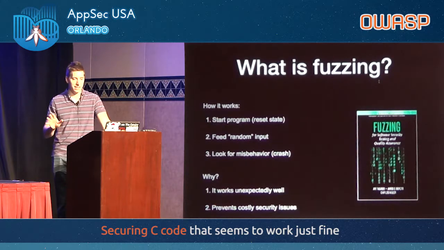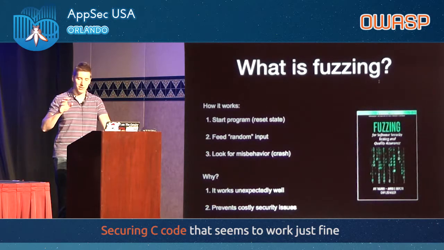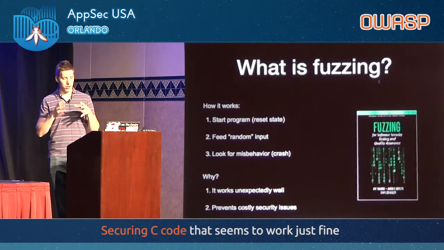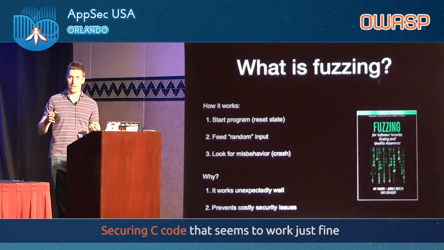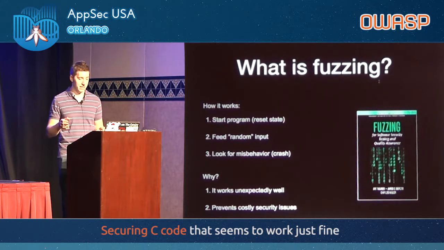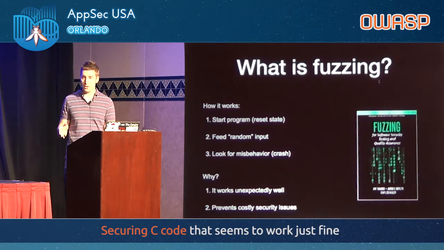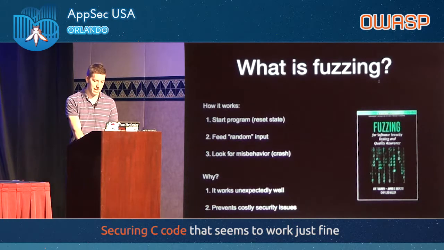This is not a talk on fuzzing. You could do many talks on fuzzing. Hopefully this is just enough fuzzing to understand what's going on here. Fuzzing in a nutshell is you start a program or reset its state, you feed some random input to it, and then you look for misbehavior. Often in the case of a program written in C, you're looking for a crash. And it works really well. That's basically why it's so popular. Code that behaves well under fuzzing is usually code that's already been fuzzed.